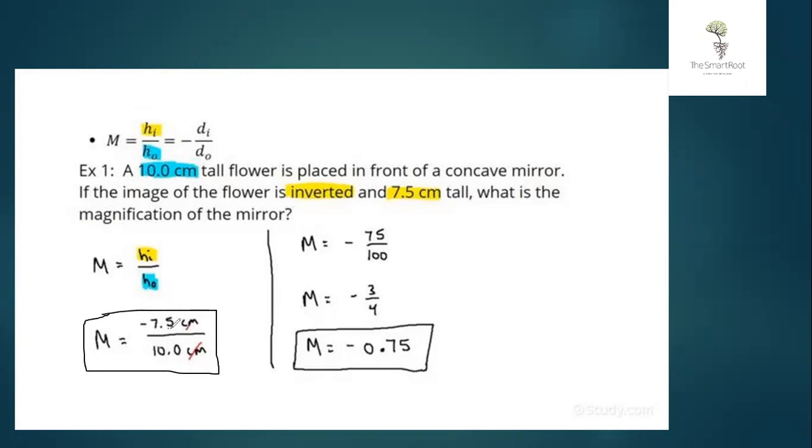So there is one decimal place here, one decimal place here. I'm just removing the decimal place like this. I'm just removing this decimal place like this. So I'll get 75 by 100. So that is nothing but m is equal to minus 3 by 4. I'm just simplifying this number. So 3 by 4 is nothing but 0.75. No, minus 0.75 there. So the magnification is minus 0.75.